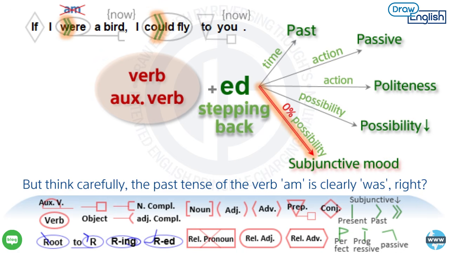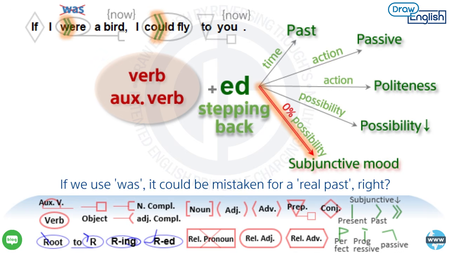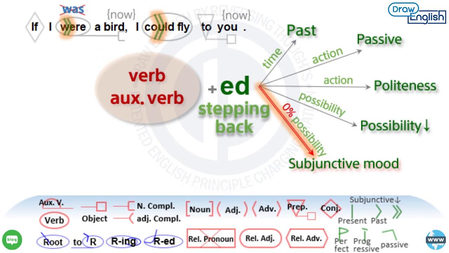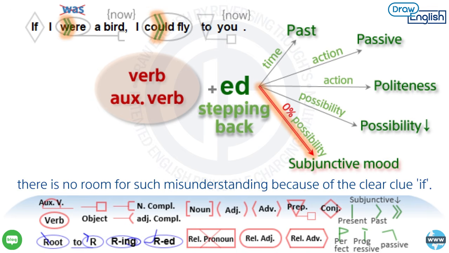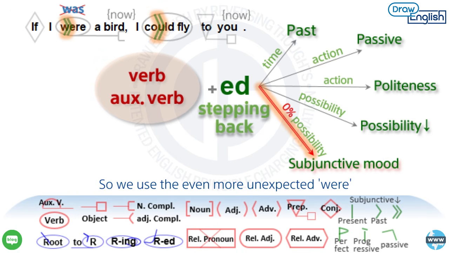But think carefully, the past tense of the verb am is clearly was, right? So why on earth do we use were out of the blue? If we use was, it could be mistaken for a real past, right? Of course, in the case of this sentence, there is no room for such misunderstanding because of the clear clue if, but the past tense in other subjunctive mood sentences can be misleading. So we use the even more unexpected were to clearly express that it is not true.